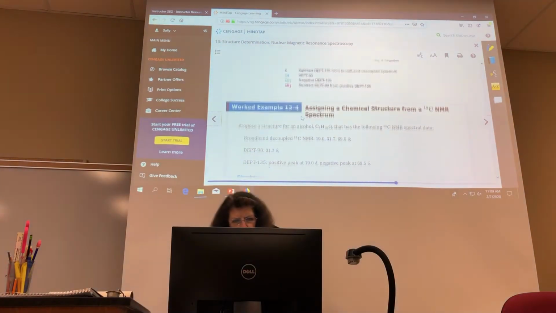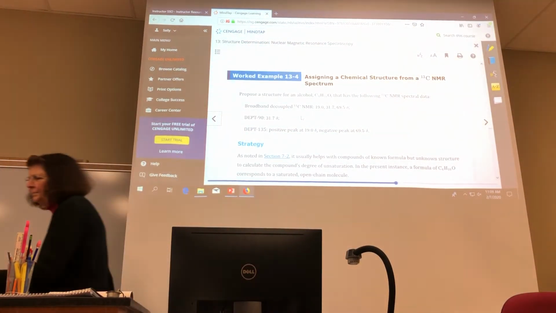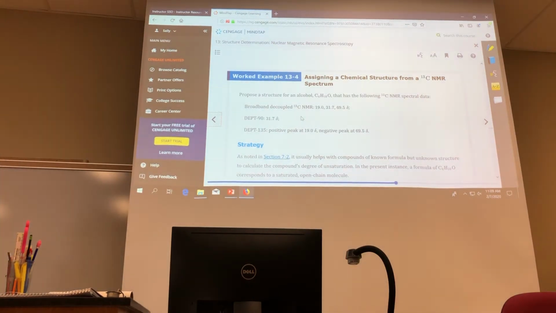So this is our work example. And what's the first thing we're going to do? We got C4H10O. What's the very first thing we do? Degrees of saturation. Are there any? No. No, there's not any degrees of unsaturation, are there? 2 times 4 is 8, plus 2 is 10. We ignore our oxygens, so we have 10 hydrogens, and it all works out.